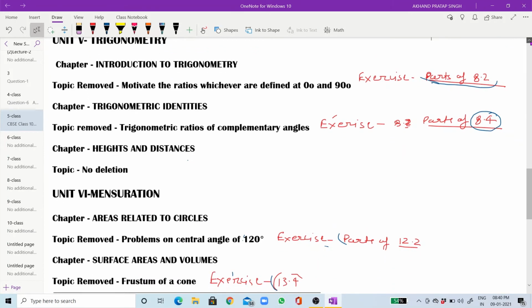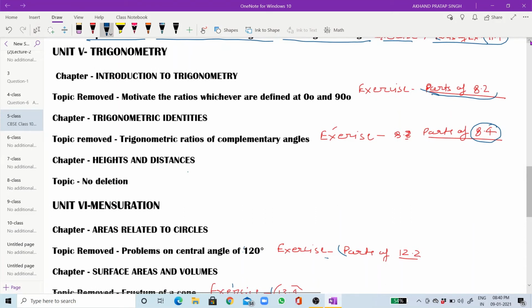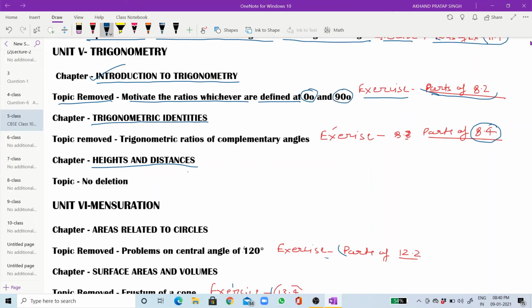The next one is a very important topic, trigonometry. In trigonometry, there are three chapters: introduction to trigonometry, trigonometric identities, and heights and distances. So let's first take introduction to trigonometry. The topic removed is motivating the ratios, whichever are defined for 0 degree to 90 degree. And if you look at the NCERT, then some part of exercise 8.2 will be removed from your syllabus.